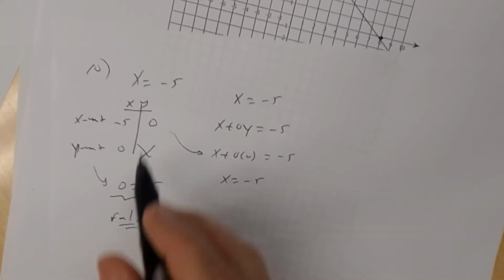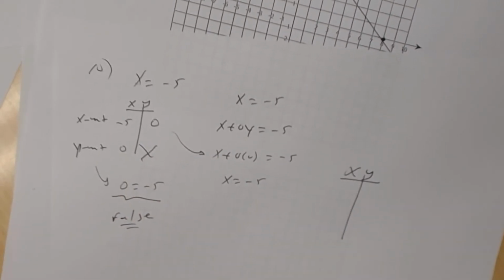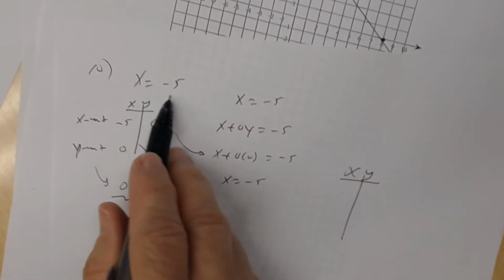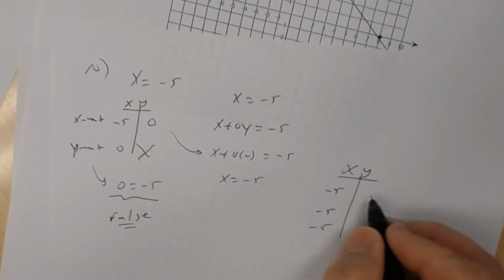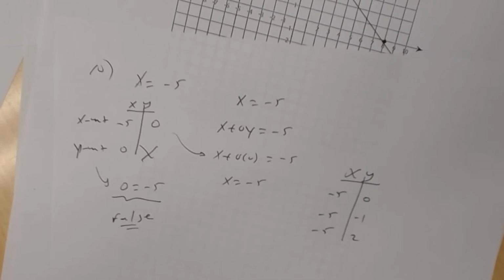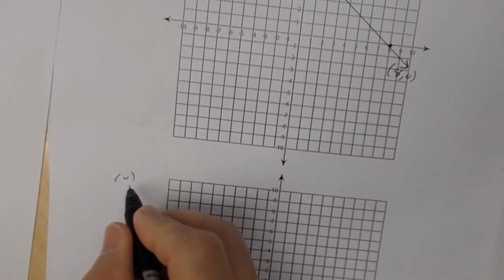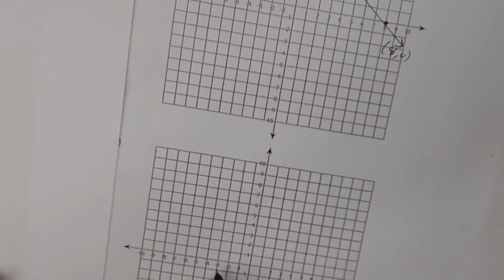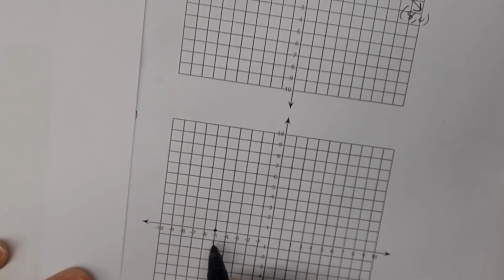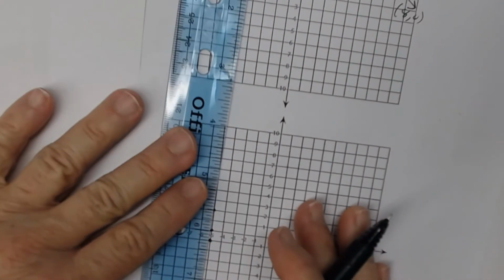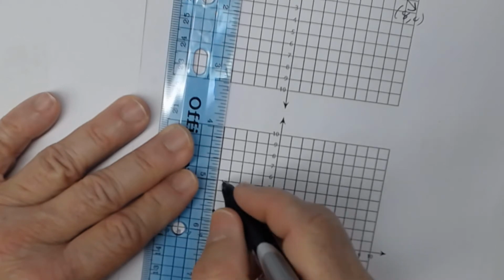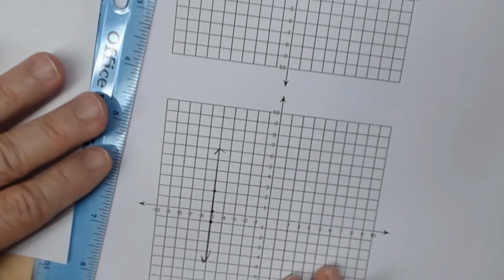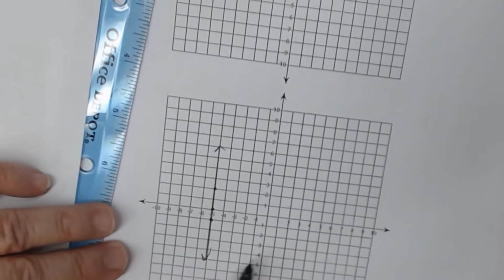So if I graph this line, remember how we graphed this line? If I look at a t-table, when I graph this line, remember that means that x always has to equal negative 5, no matter what y is. So if I graph this line now, number 10, I get (-5, 0), (-5, -1), (-5, 2). So (-5, 0) is here, (-5, -1) is here, (-5, 2) is here. Notice I get a vertical line that looks like this. So notice that this vertical line does not cross the y-axis. This vertical line does not cross the y-axis.